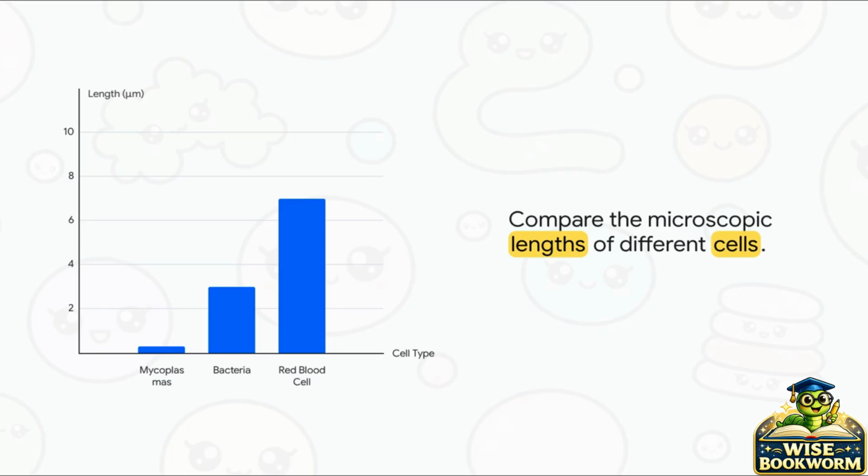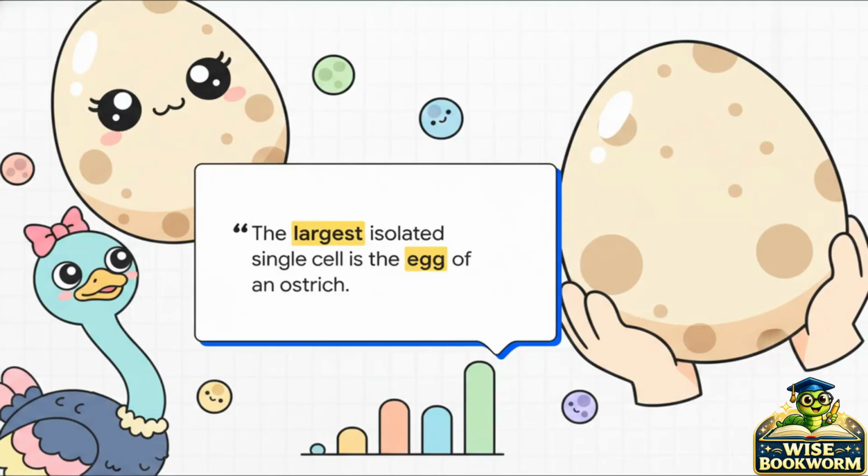You've got mycoplasmas, the absolute smallest known cells, coming in at a teeny tiny 0.3 micrometers. For context, your typical bacteria are around 3 to 5 micrometers. And human red blood cells, they clock in at exactly 7.0 micrometers in diameter. It's staggering when you realize they are massively different in size, yet they're all playing by the exact same biological rules. But wait, it gets crazier.